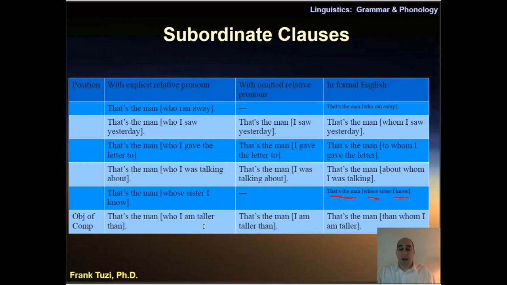That's the man who I am taller than. I'm taller than him, right? That's the man, I'm taller than him. Him becomes the marker, and it gets sent up front again. So we've got who, and then is the marker. I'm taller than him. Him becomes who, and it gets sent up front. That's the man I'm taller than. That's the man than whom I'm taller.